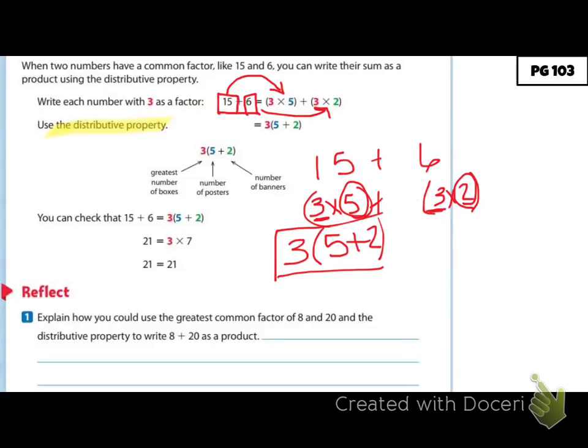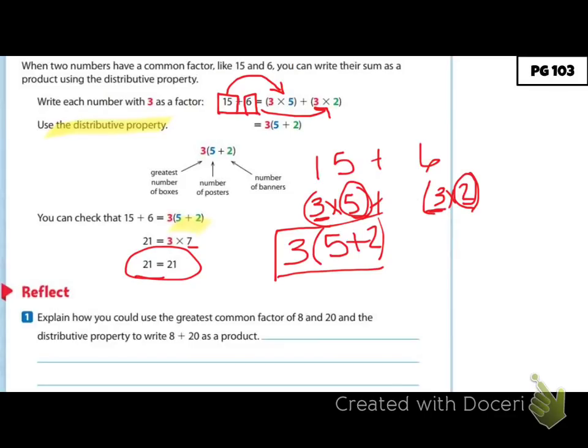It says you can check that 15 plus 6 equals 3 times, in parentheses, 5 plus 2 by working it out. So we would do the 5 plus 2 first. When we do, we get 7, and then 7 times 3 is 21, and 21 equals 21, so we know that we have the correct answer there.